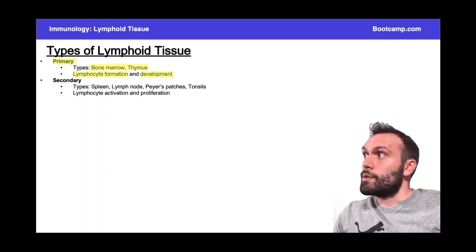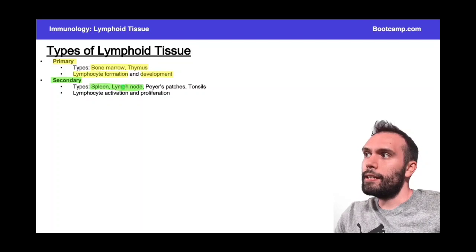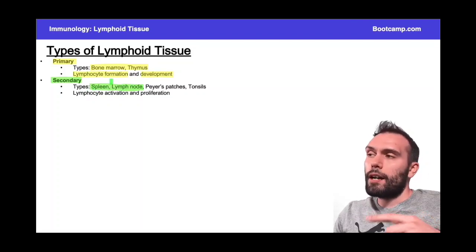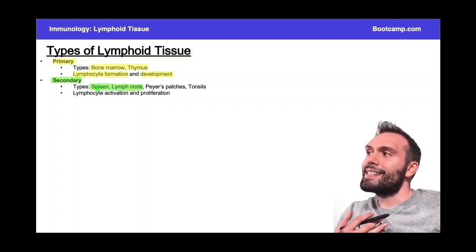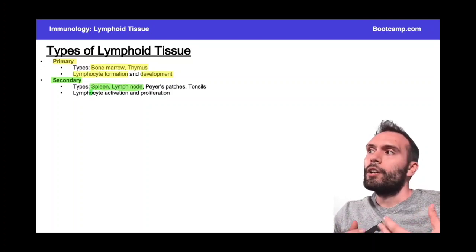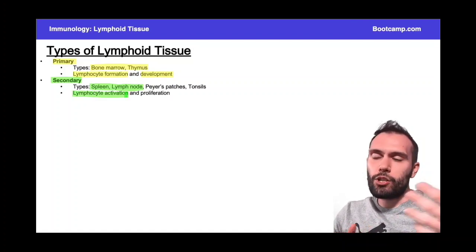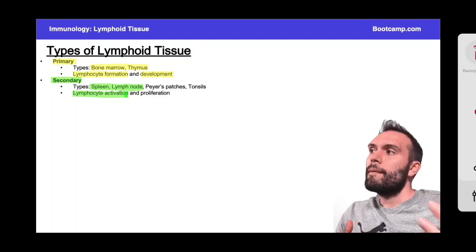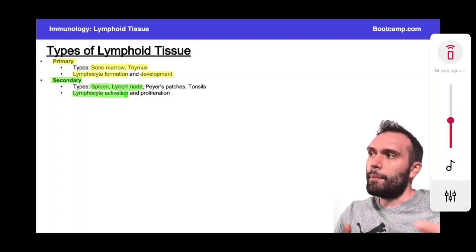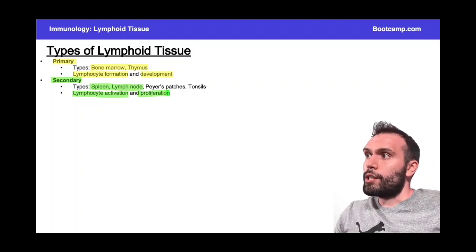And then in terms of secondary forms of lymphoid tissue, the big two here are going to be the spleen and then the lymph node. And we'll talk about each of those in a little bit more detail in the upcoming video. But the idea here is these secondary tissues are not necessarily creating the lymphocytes, like you'll see in the bone marrow, but instead this is where we're going to have lymphocytes activated, antigens that are coming in or antigen presenting cells that are coming into the lymph node, for example, to cause activation of B cells, T cells, and eventually proliferation of those cells.